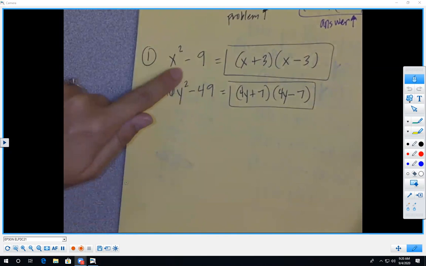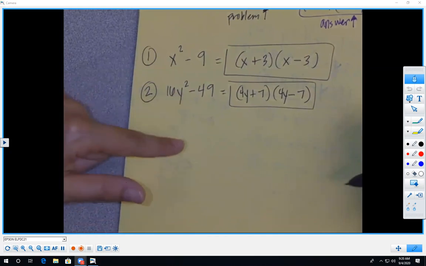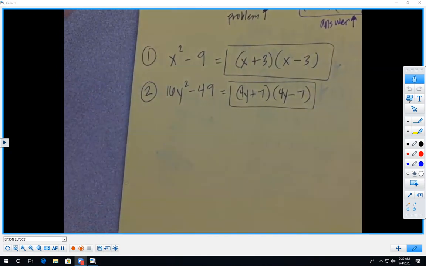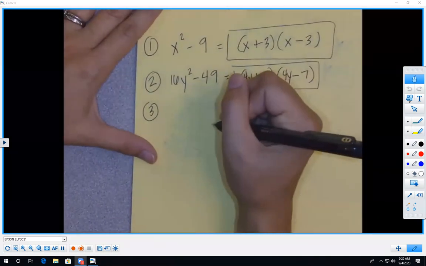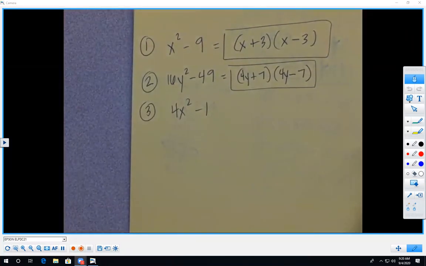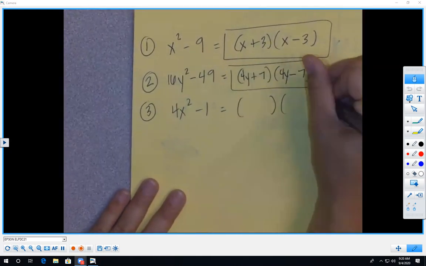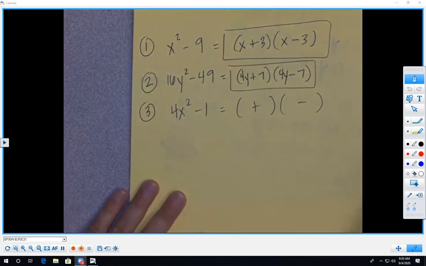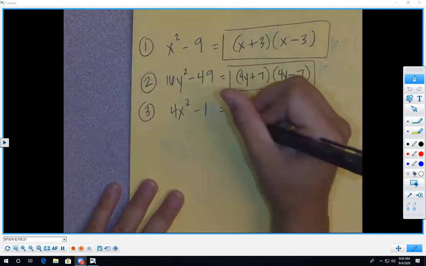The problem is it's so easy that I feel like your brain doesn't put in as much work learning right now. So at the end of class or by Wednesday when we come back, you're going to be like, I don't know how to do that problem, even though it's so easy. It just takes practice and repetition. So if I had one that looks like this, 4x squared minus 1. Two sets of parentheses, one's a plus, one's a minus. What's the square root of 4x squared? 2x. What's the square root of 1? 1. So 2x plus 1, 2x minus 1.